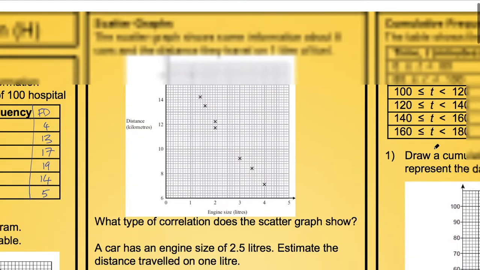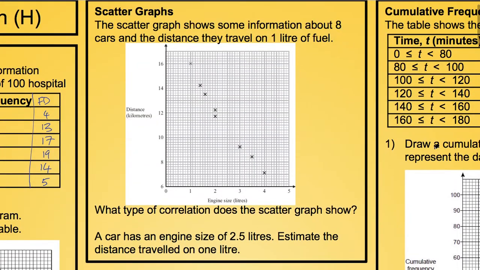Okay, next topic. This is quite quick. Scatter graphs. The scatter graph shows some information about 8 cars and the distance they travel on 1 litre of fuel. So it's comparing the engine size and the distance it will travel on 1 litre. What type of correlation does the scatter graph show?